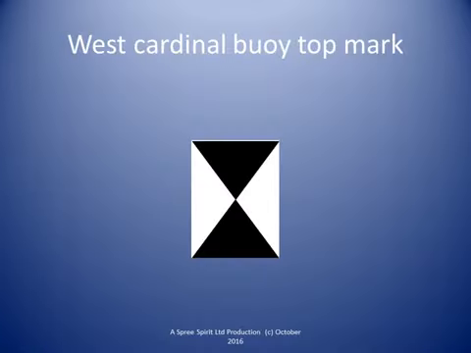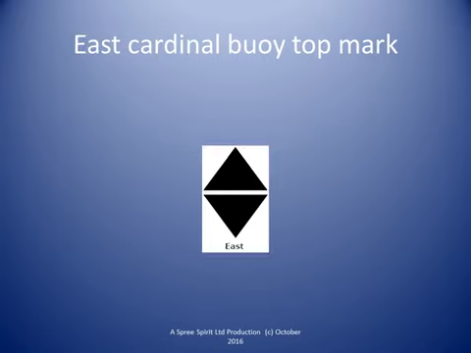This slide shows a close-up of the top mark of a west cardinal buoy. It is 2 cones pointing towards each other, or with their apexes together. This slide shows a close-up of the top mark of an east cardinal buoy. It is 2 cones pointing away from each other, or with their apexes pointing vertically away from each other.